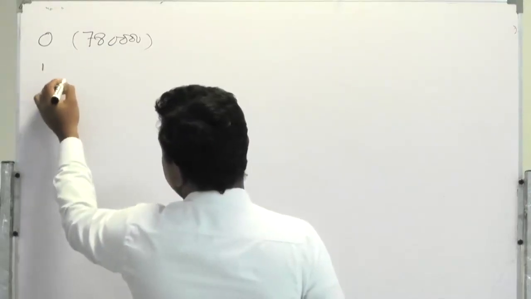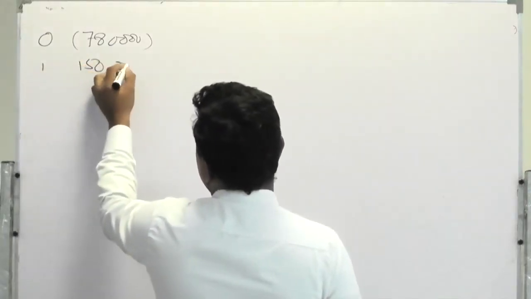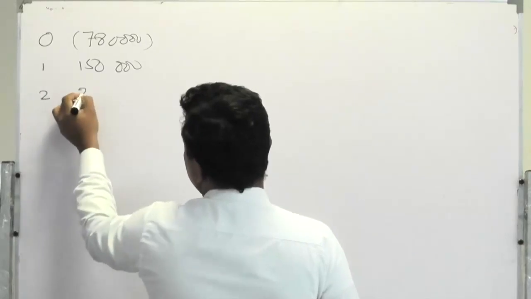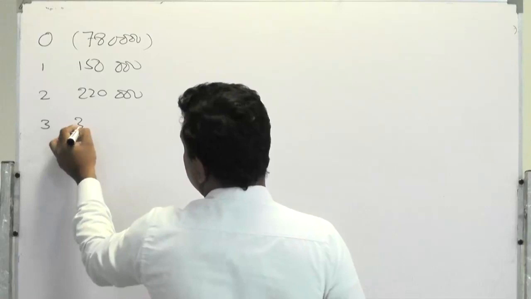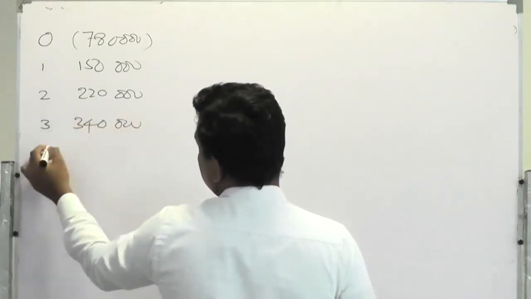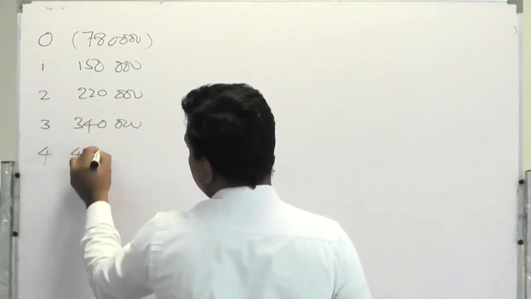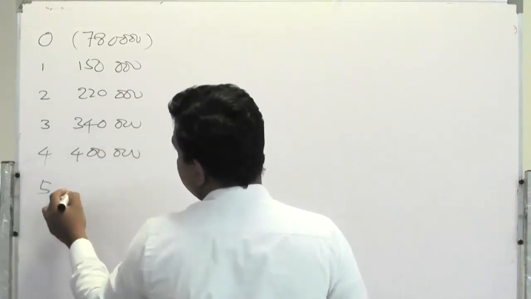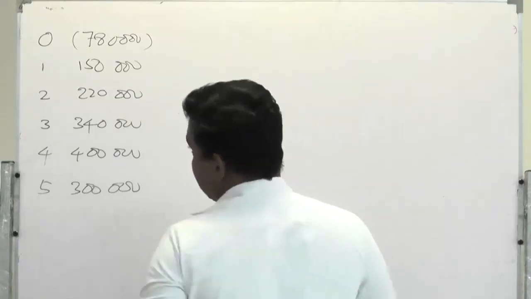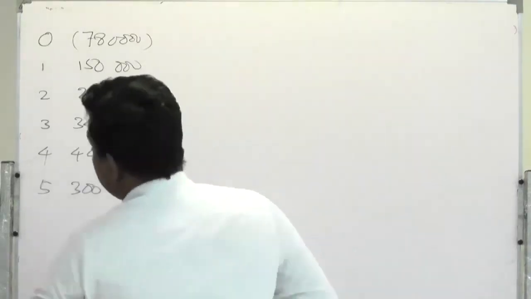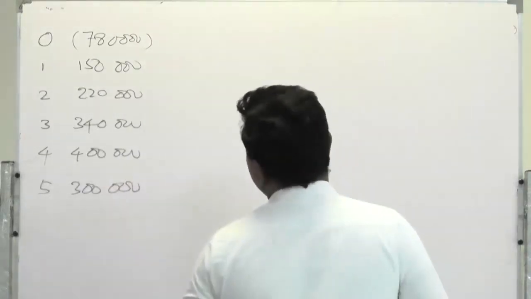Then year 1, net cash inflow 150,000. Year 2, 220,000. Year 3, 340,000. Year 4, net cash flow 400,000. Year 5, net cash flow 300,000. Right. Now the question 35 requests the payback period.